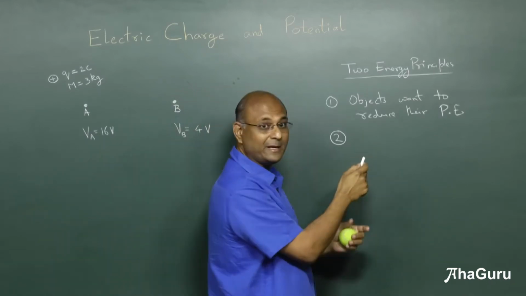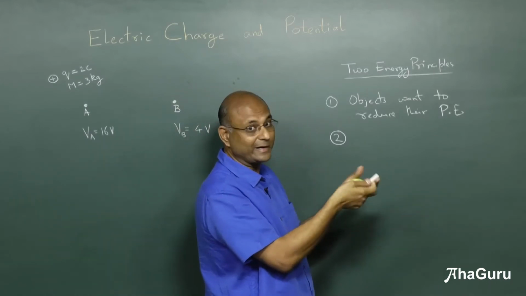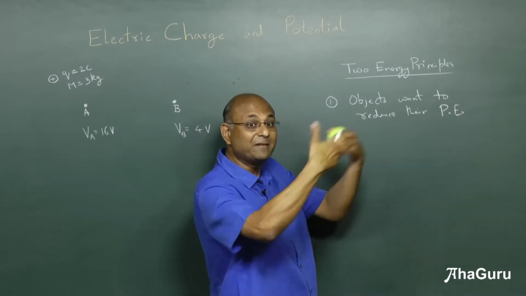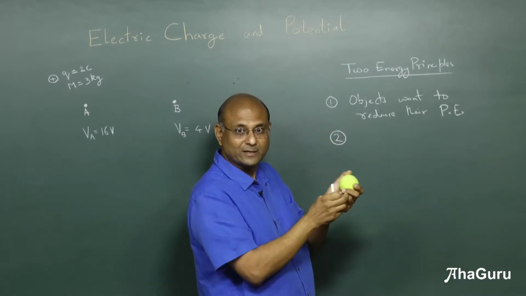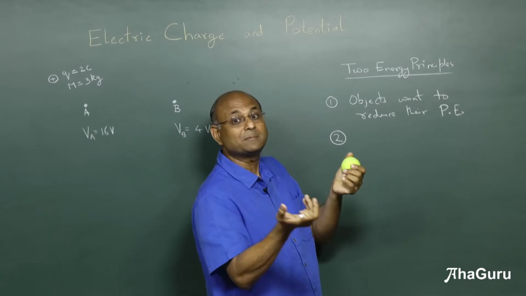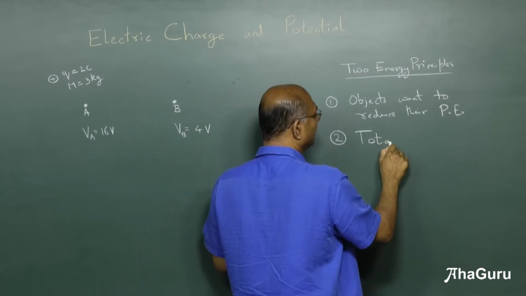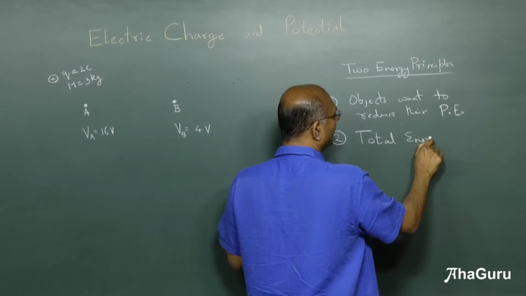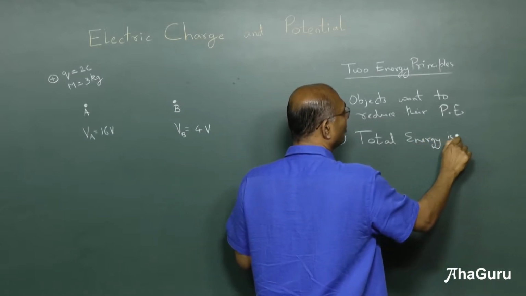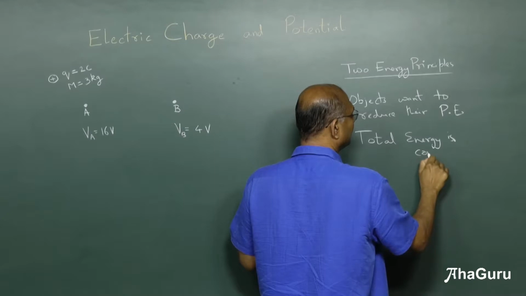Energy can neither be created nor destroyed. Energy cannot be destroyed. So this guy cannot just give it off and then lose it. It has to give it off to somebody else who must be willing to accept it. So total energy is constant, conserved.